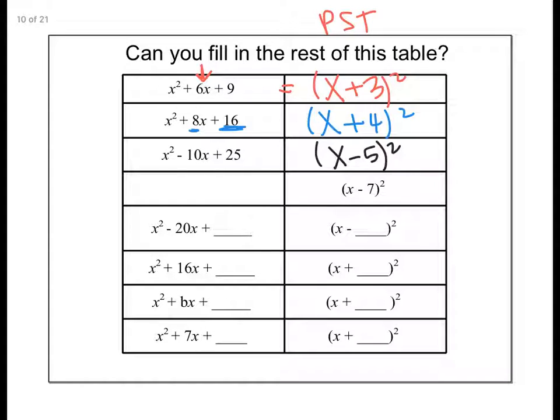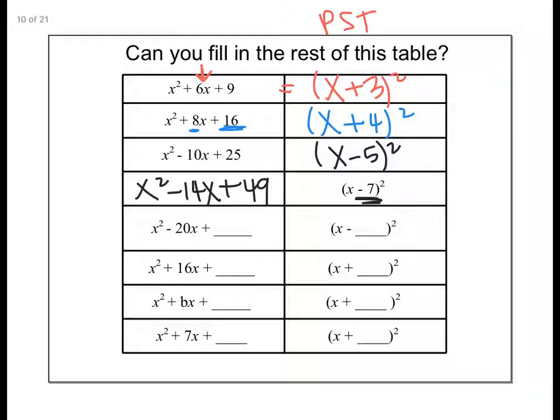Next one I have to go the other direction. Well, I know I'm going to have an x squared if I multiply it out. I know that this minus 7 is half of my b term, so that must be minus 14x. And then I know I need to square that minus 7 to get to the c term, so plus 49.